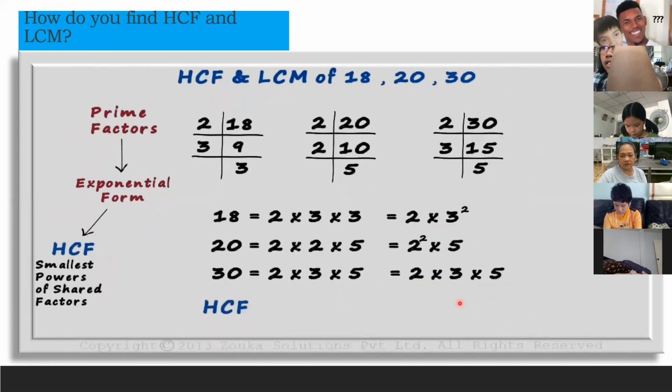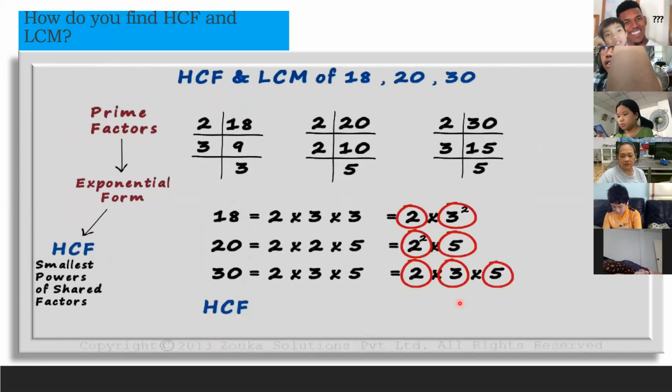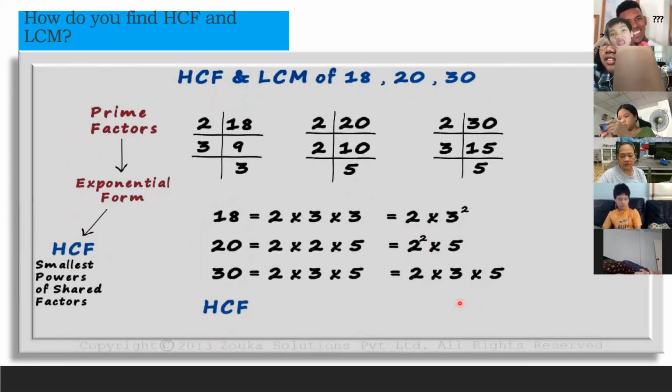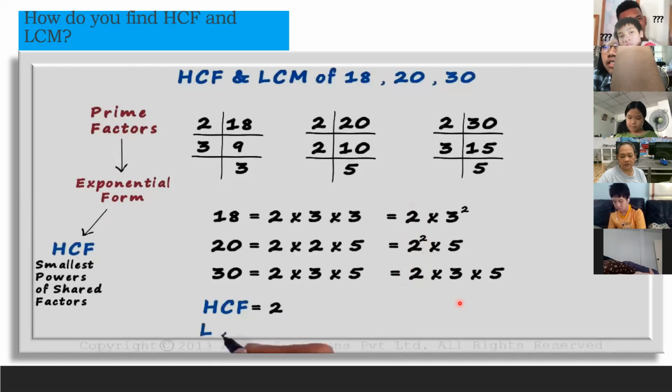Shared factors are the prime factors that are present in all the numbers. There are three factors that we have to consider: 2, 3, and 5. And out of these, 2 is the only factor present in all the numbers. Now let's look at the powers of 2. We have 2 raised to 1, 2 raised to 2, and 2 raised to 1 again. The smallest power is 2 raised to 1. So our HCF will be 2. How do we find the LCM now?